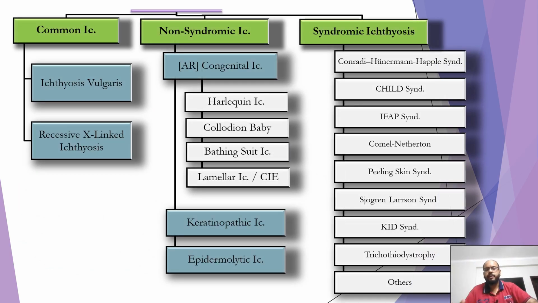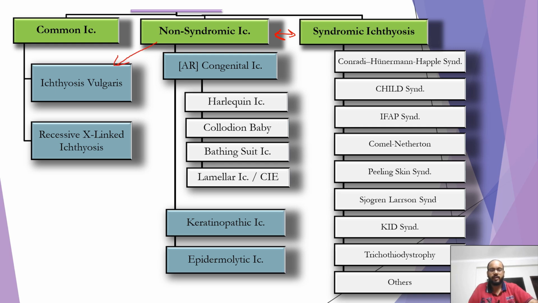Now, this slide might be perhaps the most important slide of this talk. I've tried to divide ichthyosis into understandable terms. So if you remember these headings, you'll be easily able to understand what exactly is happening. As I've told you, ichthyosis has been divided into two parts: syndromic and non-syndromic ichthyosis. Under non-syndromic ichthyosis, you have a subpart known as common ichthyosis.